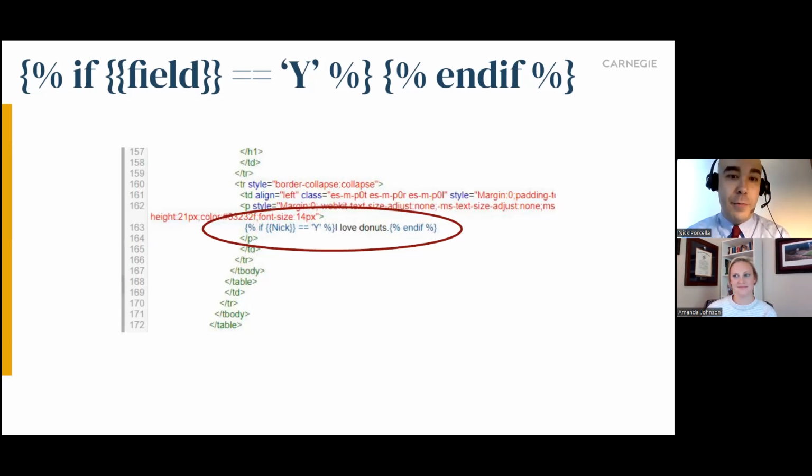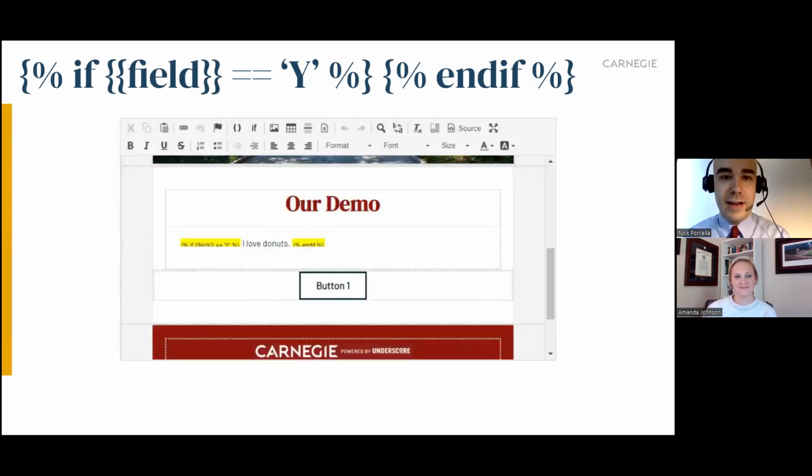So in this case, I put in the liquid markup before and after the phrase "I love donuts." And what that's going to do when I exit out and go back to the mailing is Slate automatically highlights it. This is new in the last few months, is that Slate has been turning conditional logic, which is that little if icon, into the markup for you. So when you exit out and see the yellow highlighting, that's a good sign.